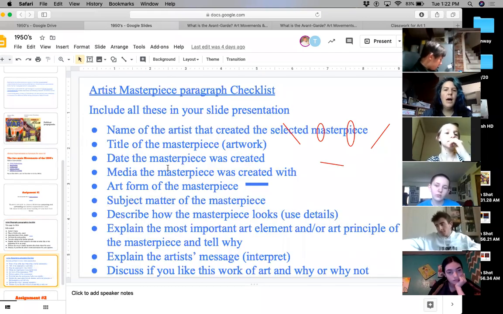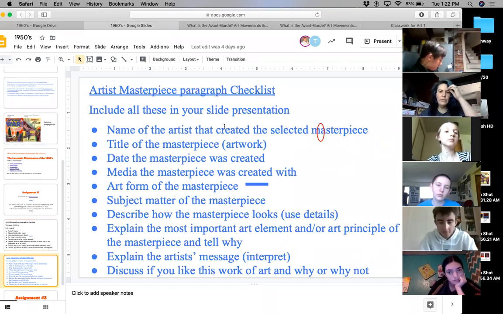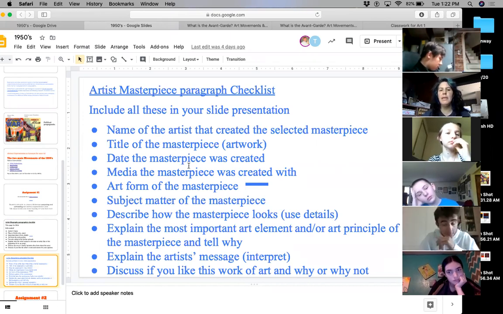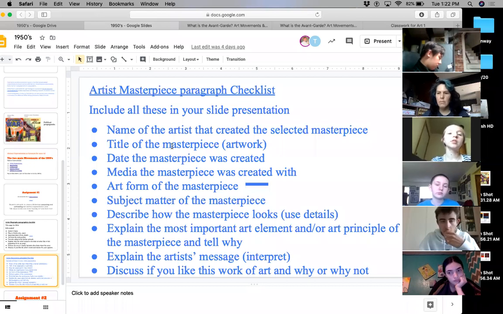Then you need to talk about the actual piece itself that you chose. You're going to choose one of their pieces of artwork, and you're going to talk about that piece. What's the name of the piece? What's the title, the date it was created? What's the medium? That means material. Is it oil paint? Is it acrylic paint? Is it blood? What did they use? Is it cigarette butts stuck in a painting?